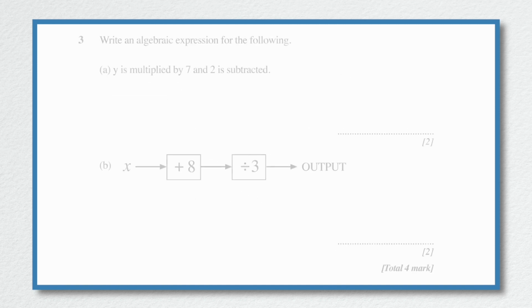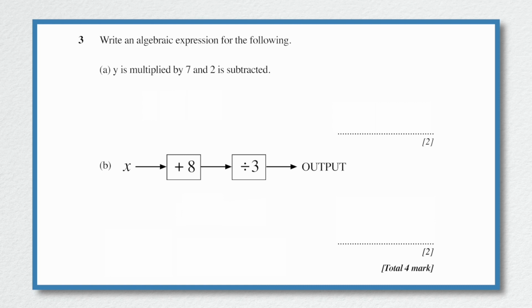Have a look at this question. Write an algebraic expression for the following. Now for part A, instead of a function machine, we are given a worded statement. Y is multiplied by 7 and 2 is subtracted. So we start with y and we multiply it by 7 and we subtract 2.